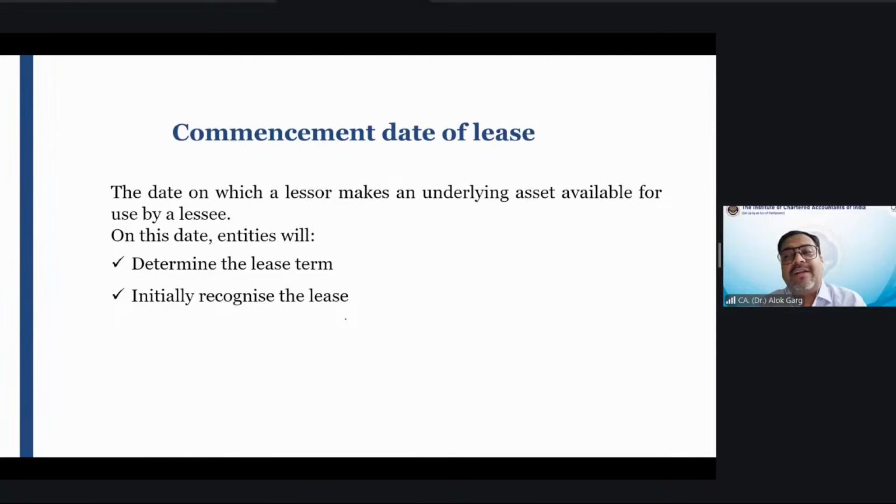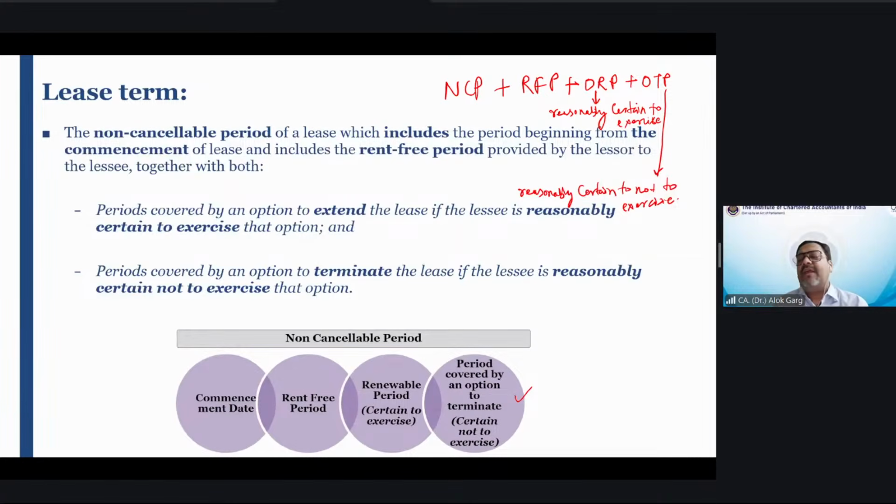What is the commencement date? The commencement date is 1st of August, when Karan will get possession of the house. On this date, the entities will determine the lease term under this contract, and recognize the lease, do the accounting of the lease, and pass the accounting entries. Friends, now coming to the lease term.